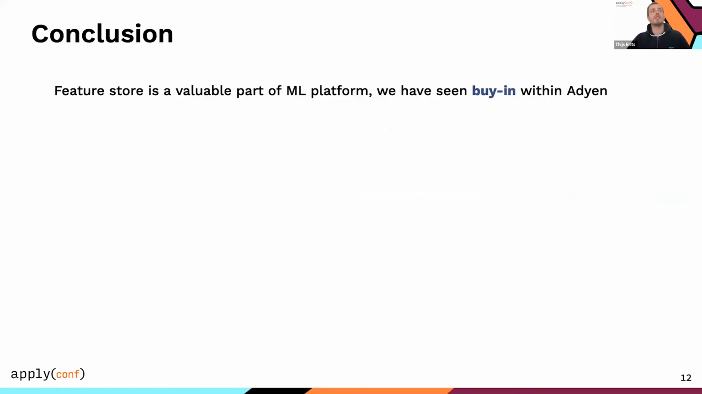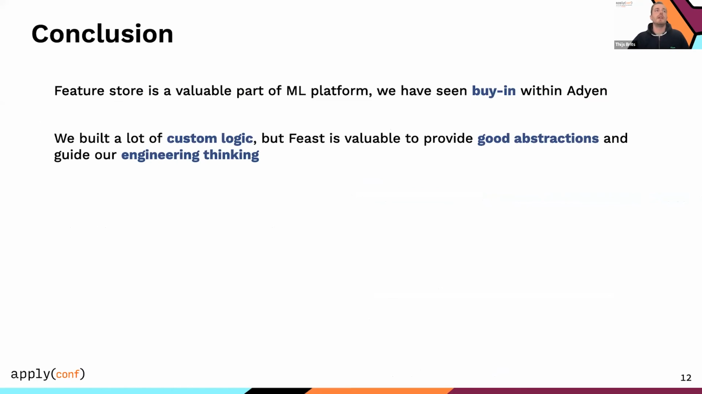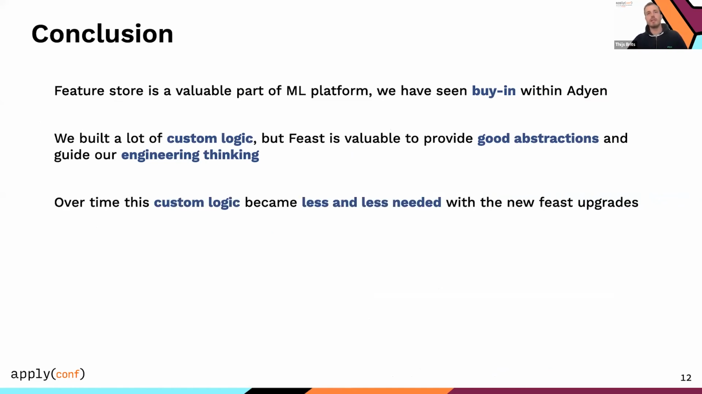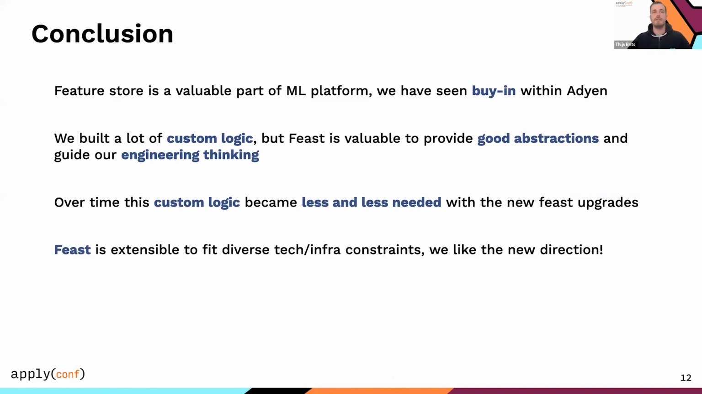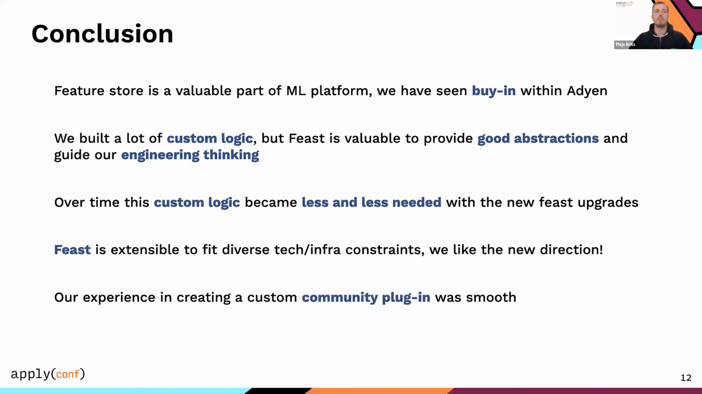And so the conclusion for us is that the feature store is a valuable part of an ML platform. We've seen a lot of buy-in within Adyen. We built a lot of custom logic, but Feast is valuable to provide good abstractions and guide the engineering thinking. And over time, the custom logic became less and less needed with new Feast upgrades. Feast is extensible to fit diverse tech and infra constraints. So we like the new direction. And to conclude, our experience in creating a custom plugin was very smooth.